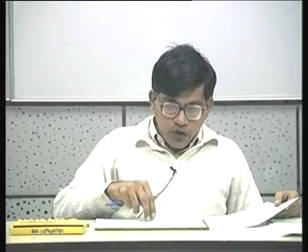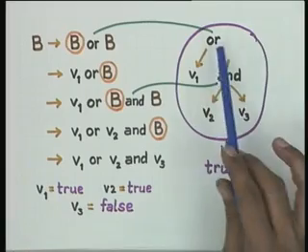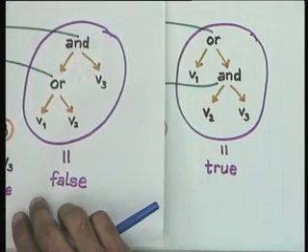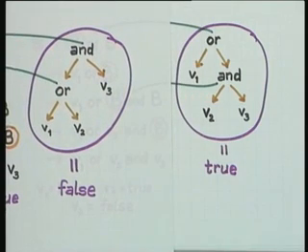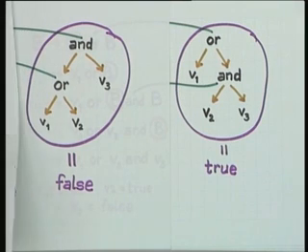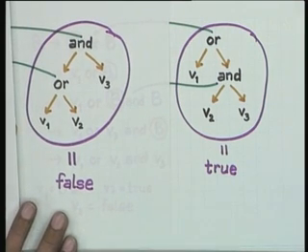Now, if you look at the abstract syntax tree of the other derivation, there OR is the root operator and AND comes inside, and if you look at these two trees, you can see that they are actually different. There are not just two different derivations of the same sentence, there are two different derivations with different syntax trees.